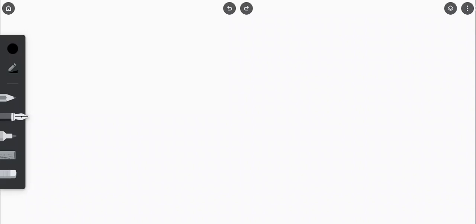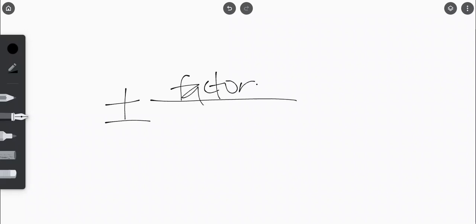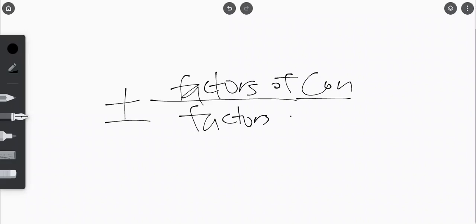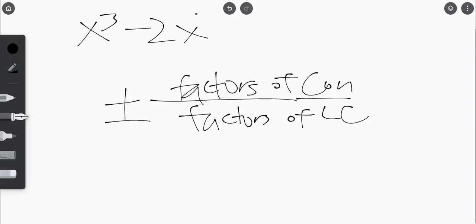So the list that the rational root theorem generates is given by plus or minus, and then you're going to list all the factors of the constant over all the factors of your leading coefficient. For example, let's consider the polynomial x cubed minus 2x squared plus 12x plus 9.